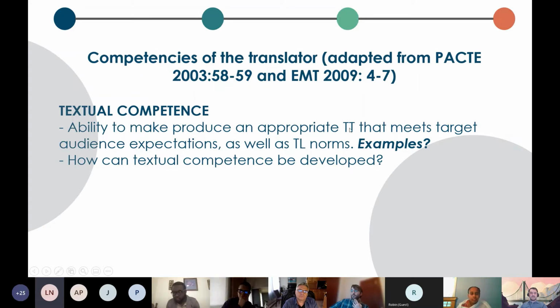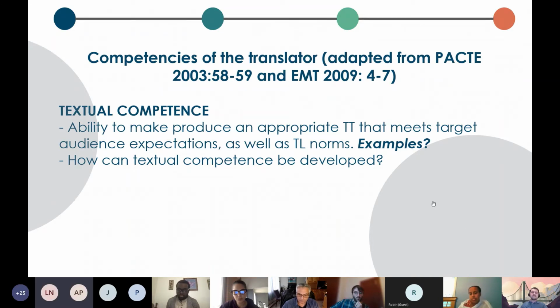How can we develop textual competence? How do we know how to fit our target text so that it looks like the source text? How would we be able to find the right terminology? How would we be able to know how the text should look like? How can we develop that competence? Does anybody have any idea?